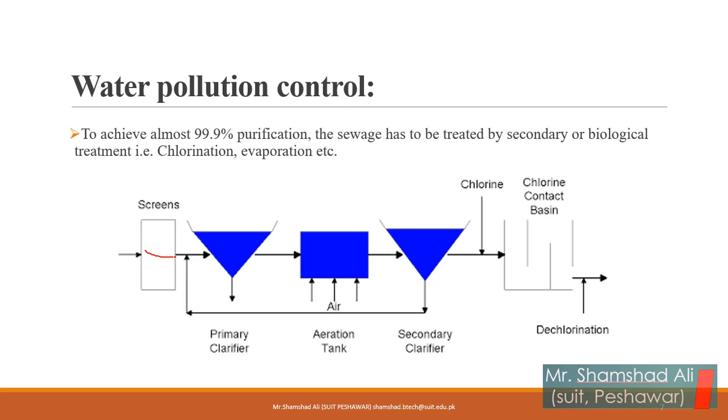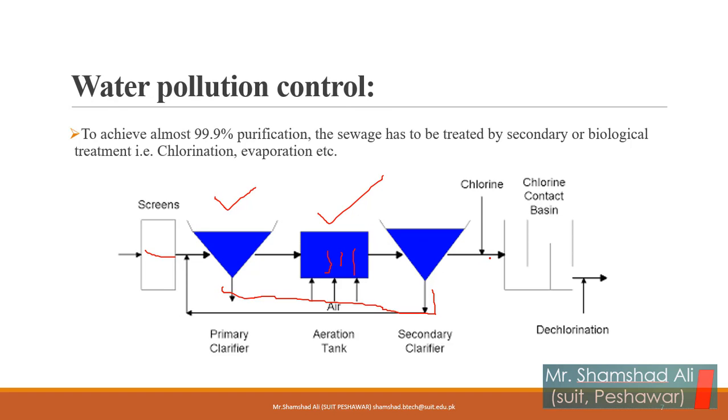These are the screens. The sewage is passed through screens, then it comes to the primary clarifier. This is the primary clarifier. Then it is passed through the aeration tank. Air is passed in the form of bubbles like this, and then it is transferred to the secondary clarifier. This process is basically repeated.